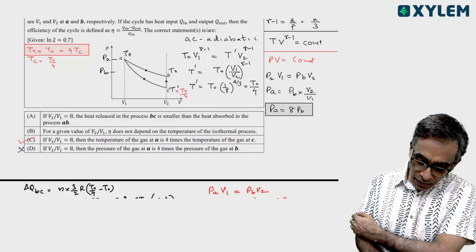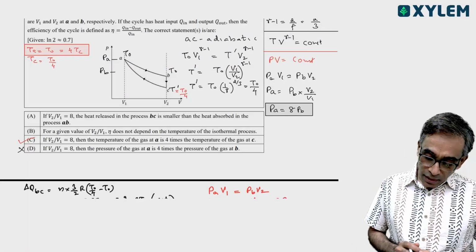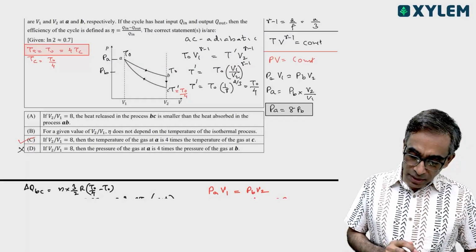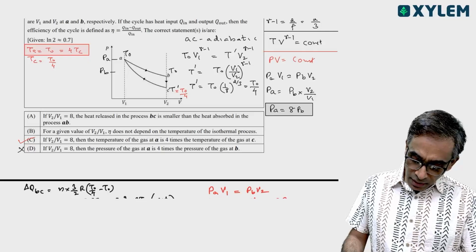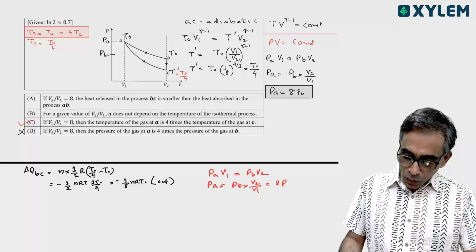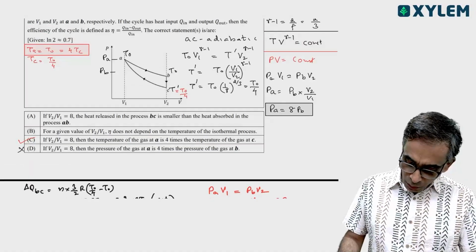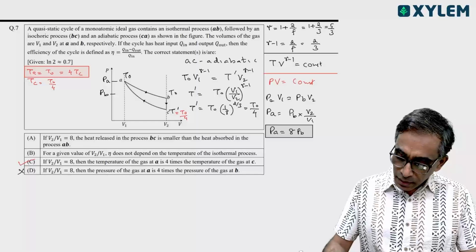Now efficiency. Let's work out option A. Heat released in the process BC. What is process BC? BC is an isochoric process. So what is the heat released in isochoric process?